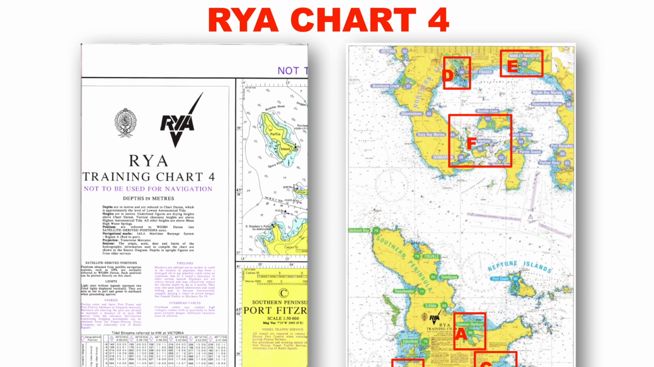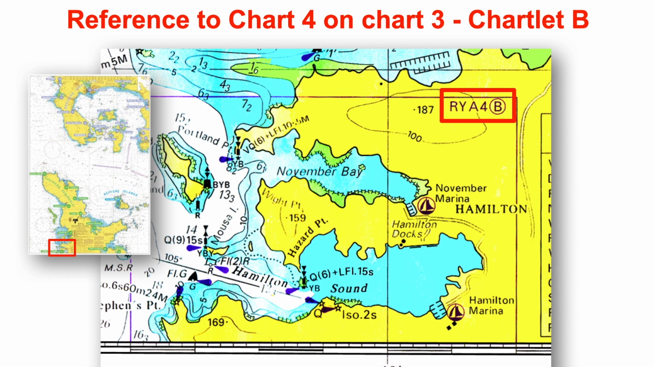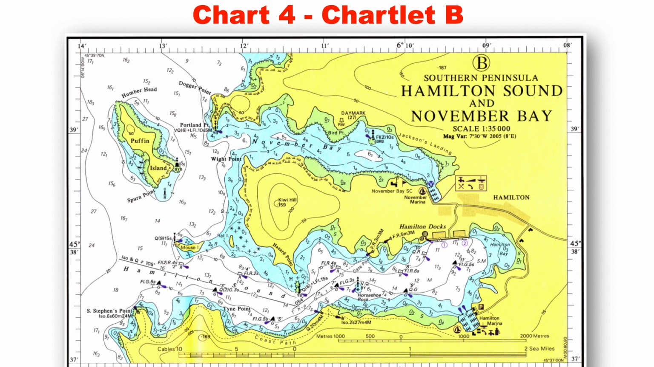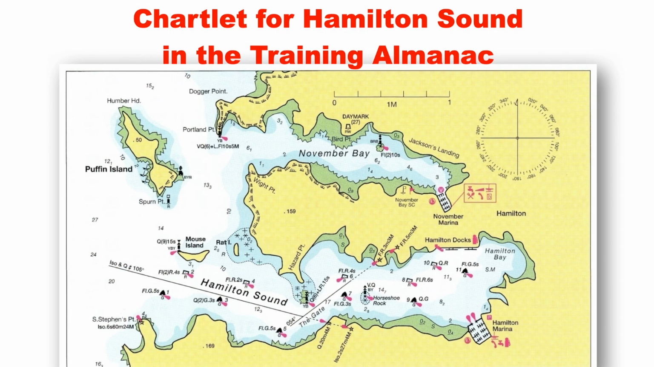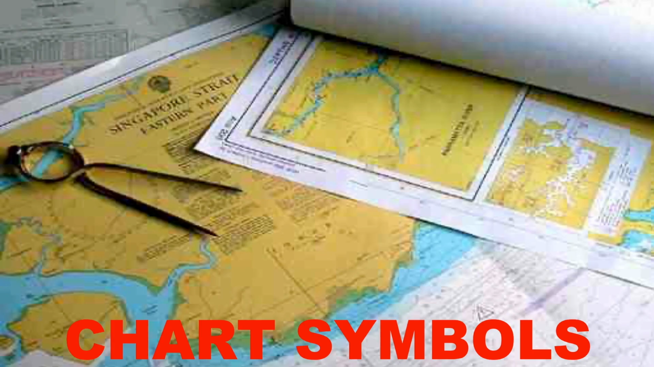Chart 4, as I said before, is the sections from chart 3. So if we look at the section on the bottom of chart 3, we can see Hamilton Sound, and that's what it looks like on chart 3. But if we go to chart 4, it looks like this, and it's a lot more detail. And then if we look at the Almanac, it gives us other detail. It gives us information about marinas and facilities in there.